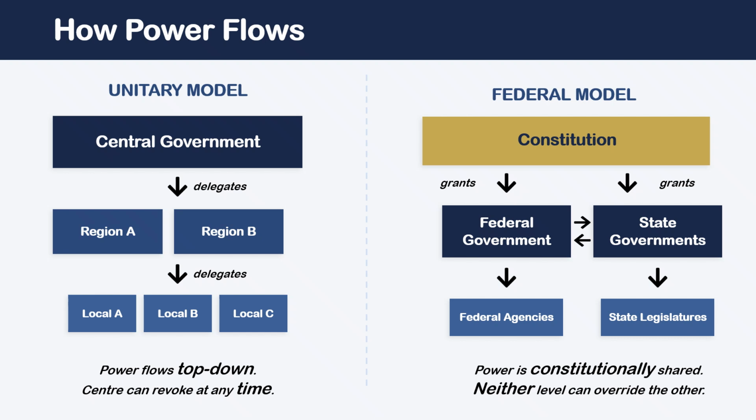On the contrary, in a federal state, it is the constitution which grants power to the central government and the state governments. These powers are exercised by the federal agencies and by the state legislatures. So power in a federal state is constitutionally shared. Neither level can override the other.